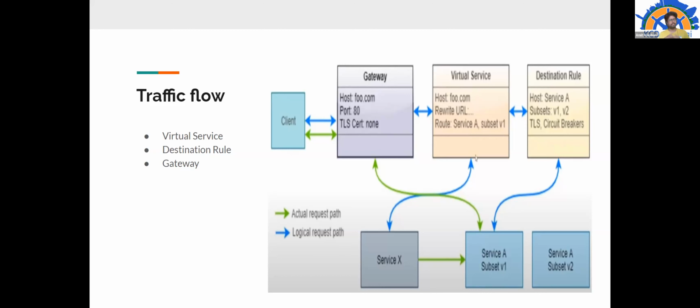Now, second is a destination rule. The virtual service handles whom to connect with, but the destination rule handles how that traffic will be handled at the destination itself. A host is the actual name of the service, and you can have any number of versions defined. You can also have TLS certificates, circuit breaking, load balancing, and all such rules defined in the destination rule.